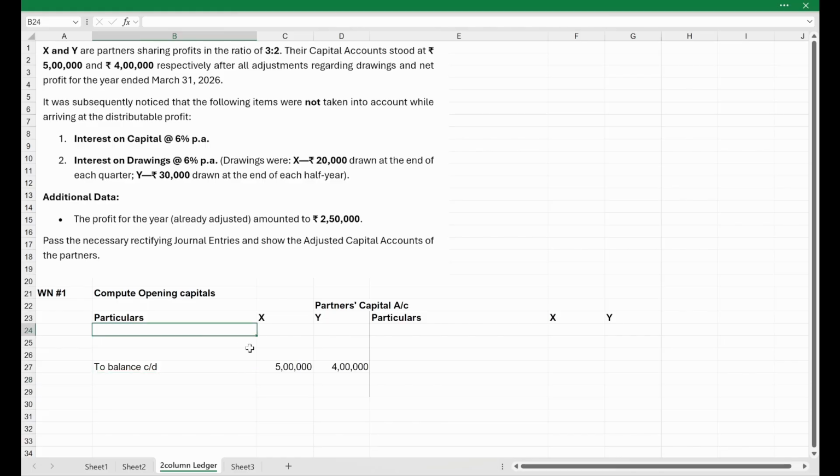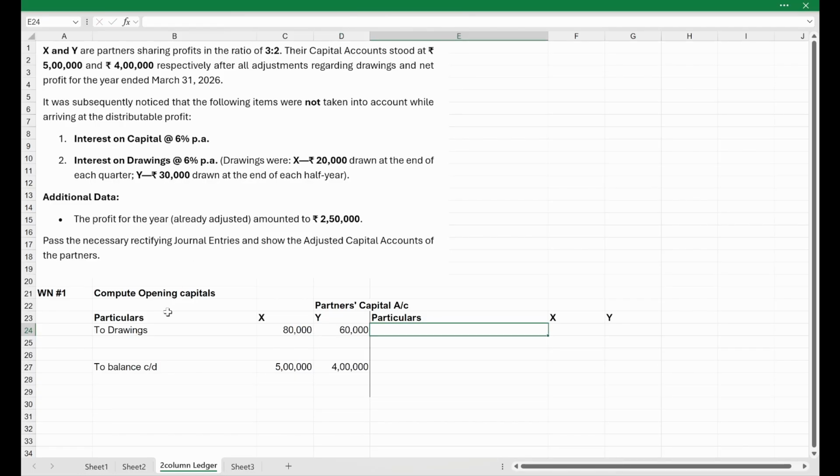The second thing is the capital account also considered the drawings amount. X withdrew 20,000 at the end of each quarter, therefore the annual drawings of X would have been 80,000 and the annual drawing of Y will be 60,000 because he withdrew 30,000 twice a year at the end of each half year, therefore 60,000 will be his drawings.